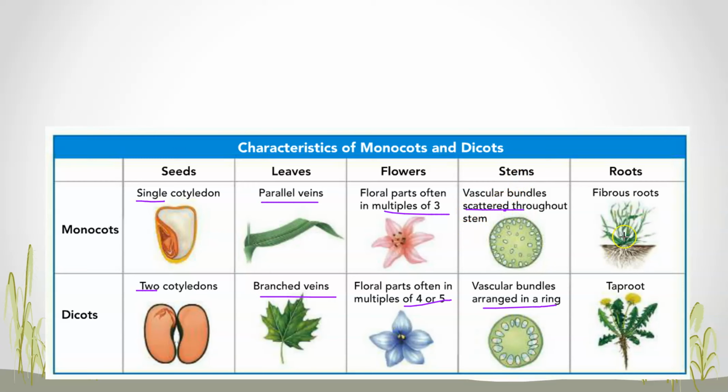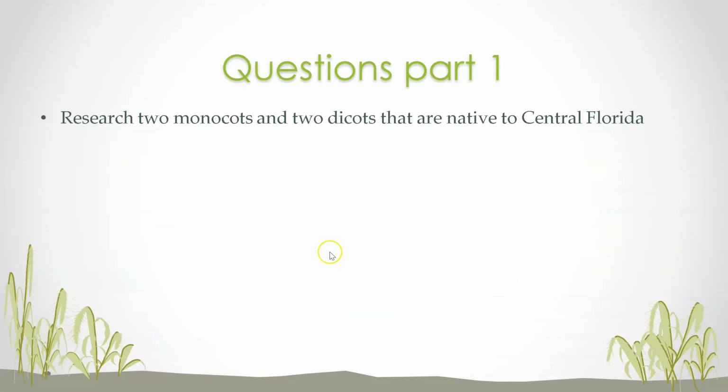If you've ever pulled weeds, most weeds are angiosperms. They produce flowers and stuff. Look to see what type of root they have. Is it fibrous, or is it one main root with small hairs branching off, which would be a taproot? So the next time you're pulling weeds, pull some biology into it. Questions part one: I want you to research 2 monocots and 2 dicots that are native to Central Florida.